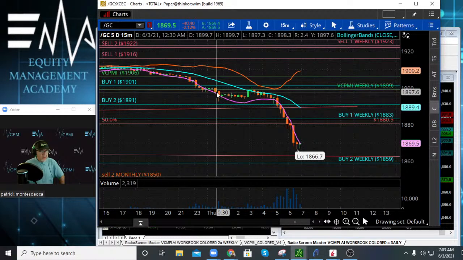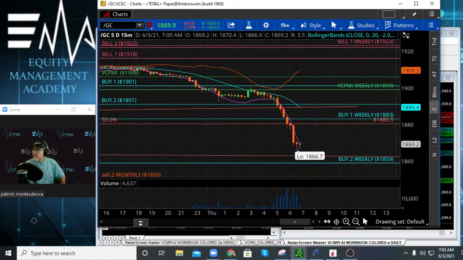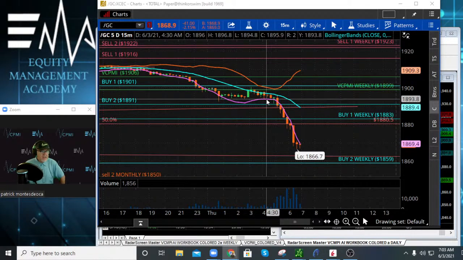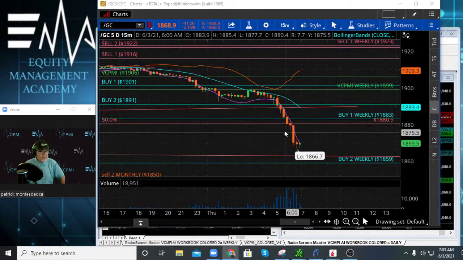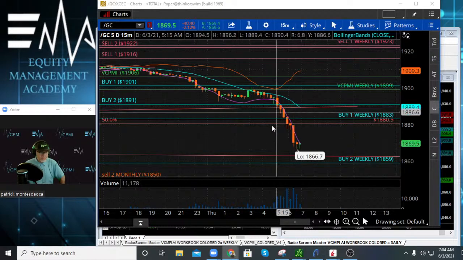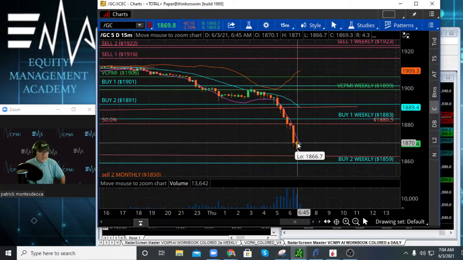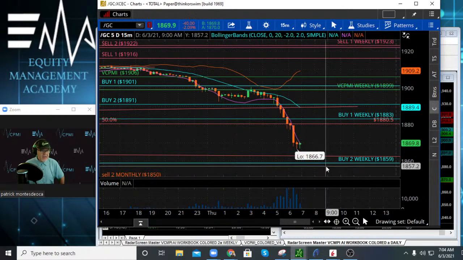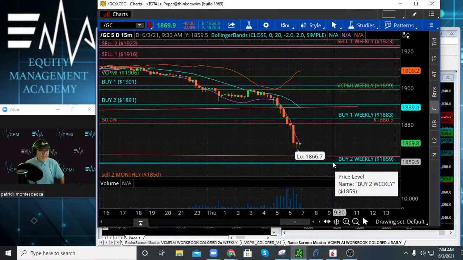Now, one of the things that I keep telling you guys in my trading room, and I've been preparing you, as you know, for this correction, is what you want to look at: how the market now behaves in this area that has been identified, completing the targets. We're in a blue zone, making a low of 1866.70, almost coming down to the weekly buy 2 level of 1859.